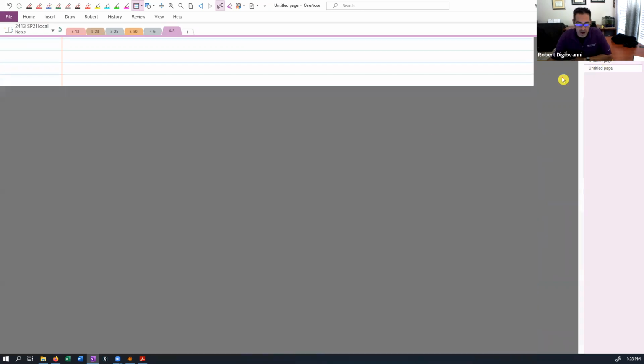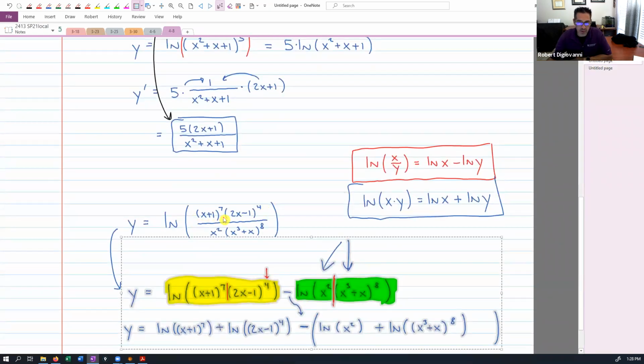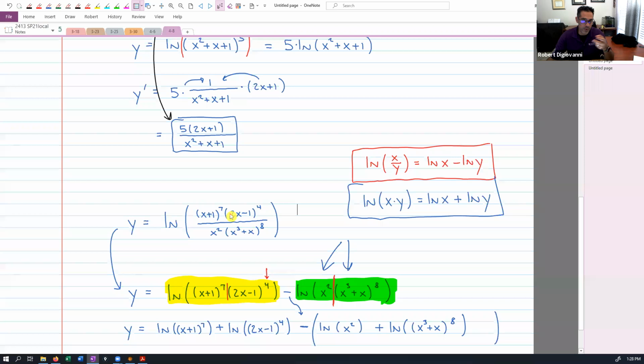So if you would have tried this by not doing these properties and just going after this, this would have been a real mess. Because again, you would have had quotient rule. Within the quotient rule, you would have had product rules. And within the product rules, you would have had chain rules. And it's doable, but there would be plenty of room for mistakes.